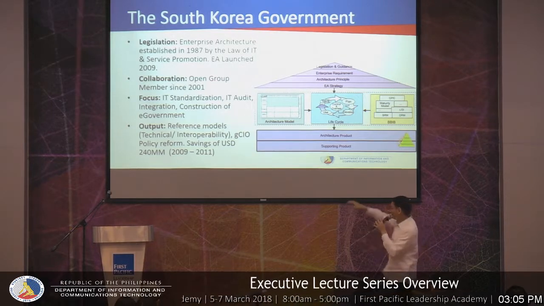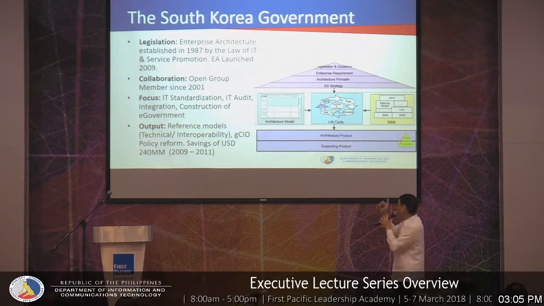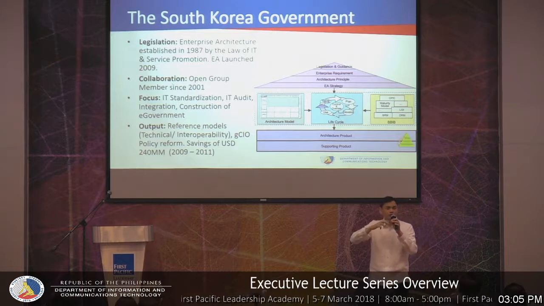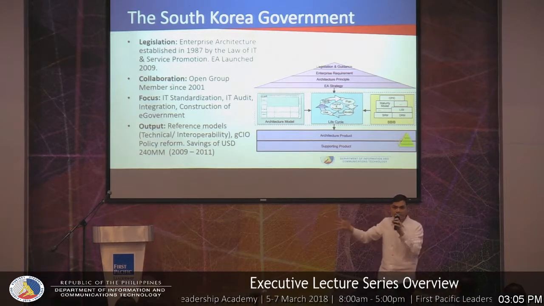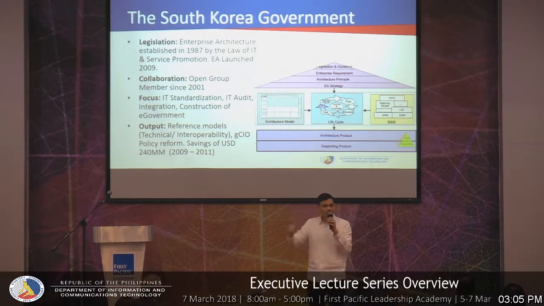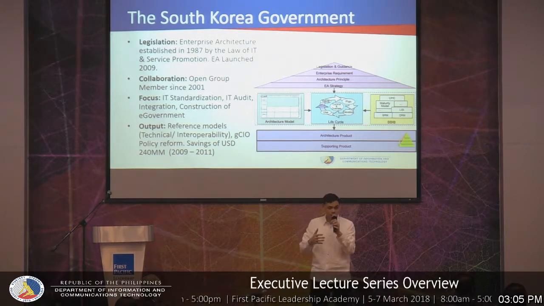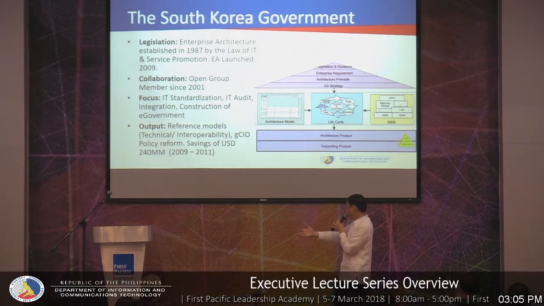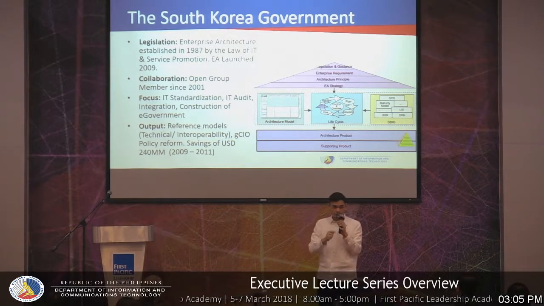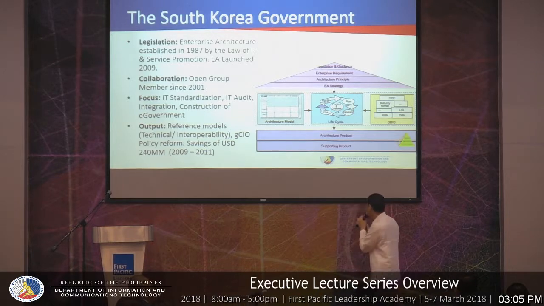To convert it to English: their focus was IT standardization, IT audit, because the quality had to be at a certain level, integration, and the construction of the whole-of-government system portal. The output was reference models, both technical and interoperability across the various agencies, a GCIO policy reform, and legislation. For 3 years since launch, savings of $240 million US. How much is that in pesos, 1 point something billion pesos in savings.